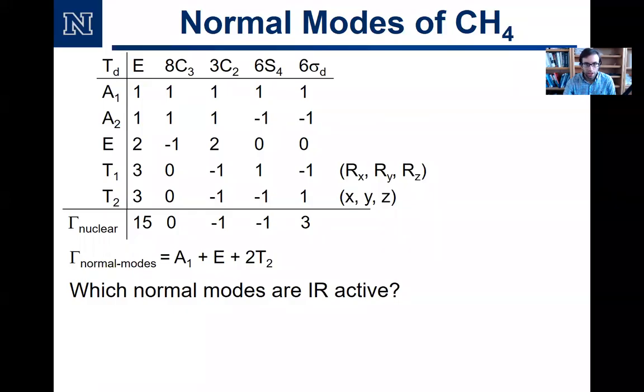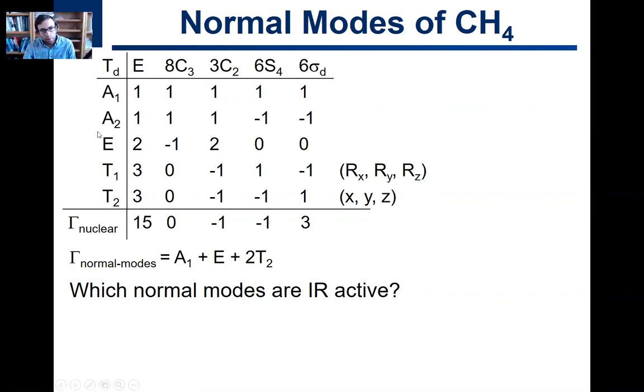All right, so we're working up to the point to be able to completely interpret the infrared spectrum of methane. And what we did previously is we showed that there are four different normal modes with different symmetries, actually a total of 9 because of degeneracy. But those were A1 plus E plus 2T2 modes.